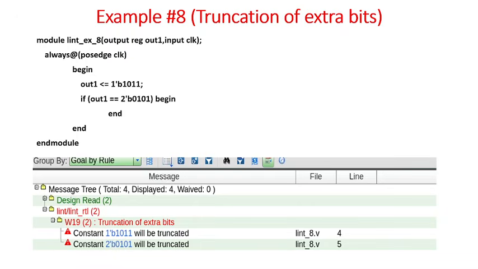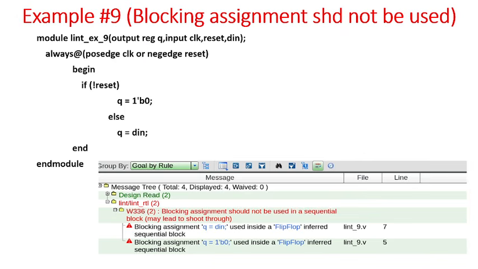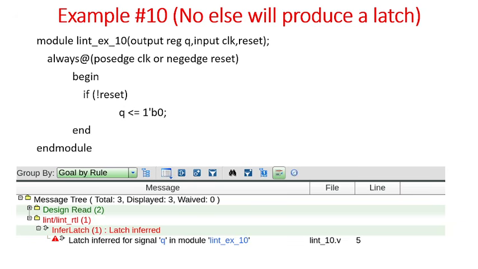Truncation of extra bits. We should always be aware of the size of the array that we are using. Accordingly, we have to assign the values. Otherwise, truncation of extra bits will be reported. Then blocking assignment should not be used inside the always block. We should always try to use the non-blocking assignment operator, which helps us in flip-flop oriented blocks, and we should avoid using blocking assignment operators.